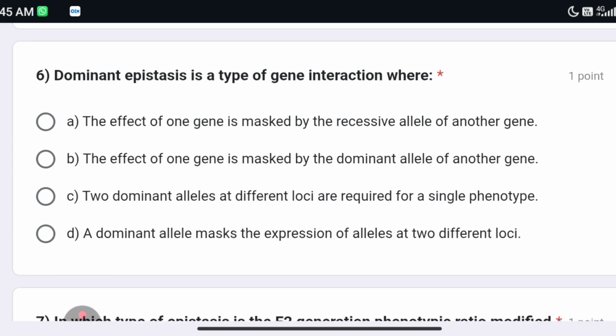Okay, the sixth question is, dominant epistasis is a type of gene interaction where the options are, the effect of one gene is masked by the recessive allele of another gene, the effect of one gene is masked by the dominant allele of another gene, two dominant alleles at different loci are required for a single phenotype, a dominant allele masks the expression of alleles at two different loci. The answer will be? The answer is option D. A dominant allele masks the expression of alleles at two different loci.